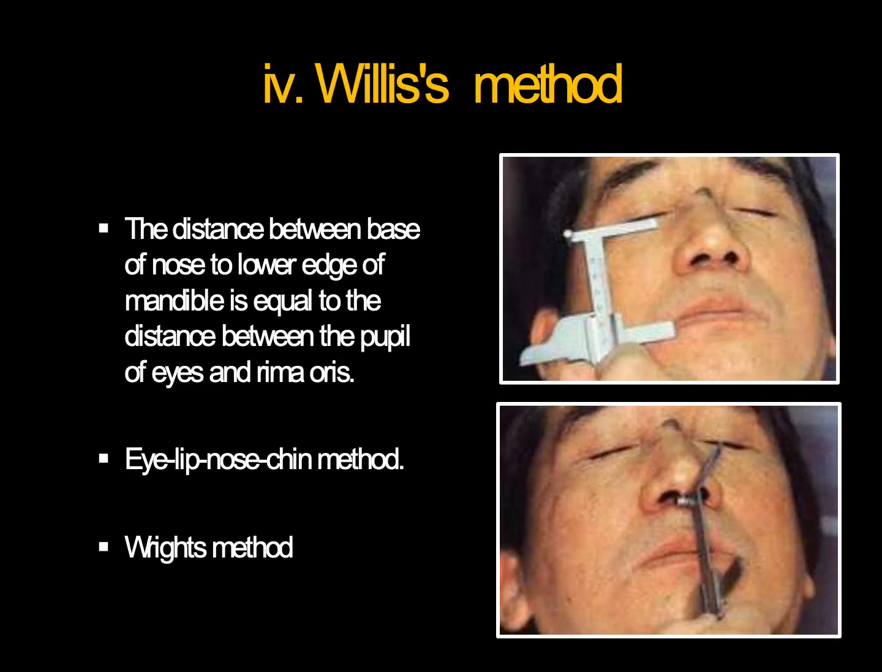Willis's method uses the distance between the base of the nose to the lower third of the mandible, and this distance was supposed to be equal to the distance between the pupil of the eyes and the rima oris.